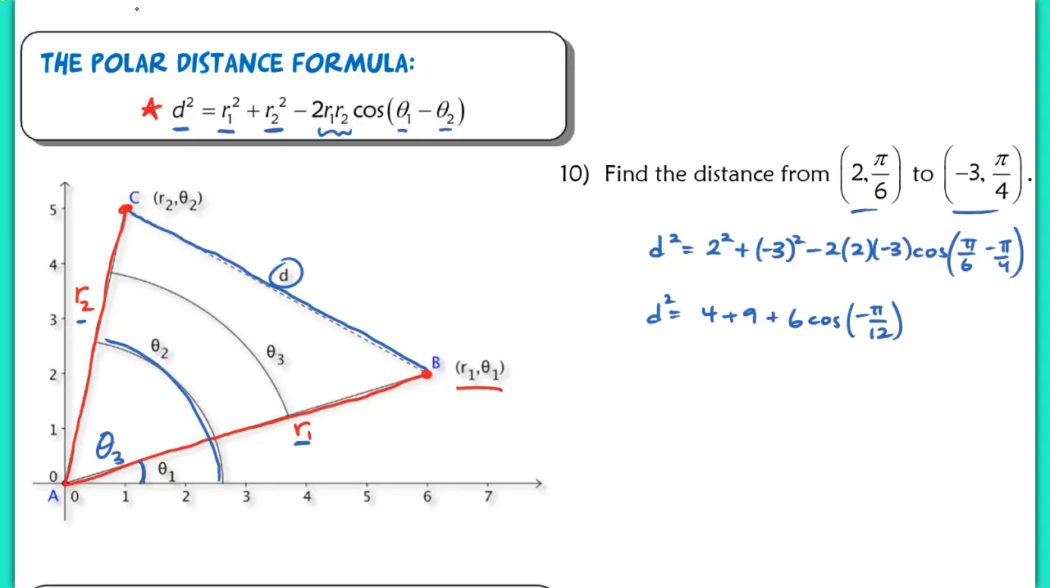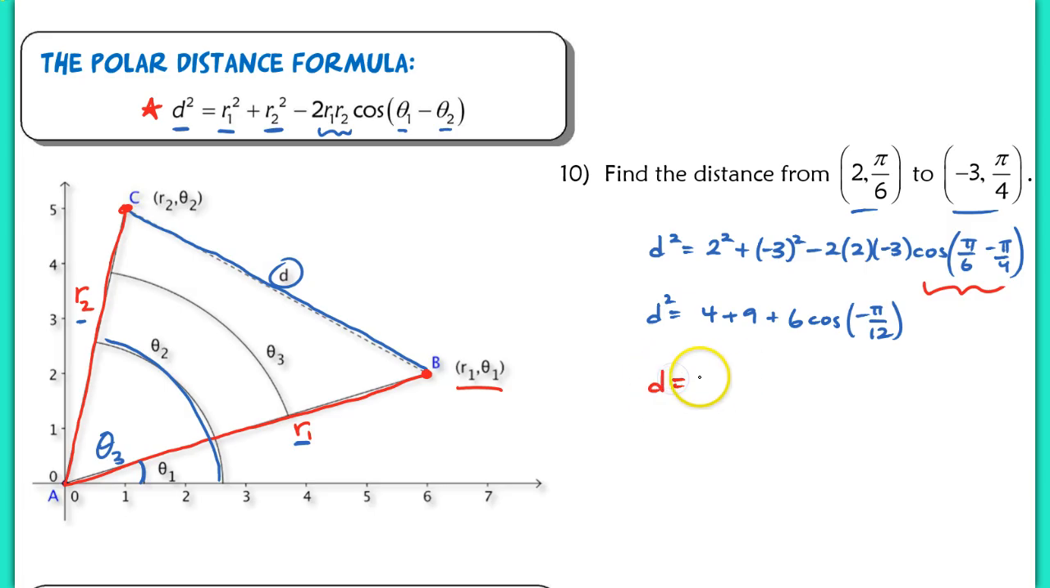Now, if you were doing this without a calculator, it wouldn't be helpful to simplify pi over 6 minus pi over 4, because we don't know the value of pi over 12. But we can use an identity here, our angle addition identity, and rewrite cosine of pi over 6 minus pi over 4 in terms of cosine, cosine, change sign, sine. So in that case, it's not helpful to write this as negative pi over 2. However, I'm just going to assume that you would be able to use a calculator here.